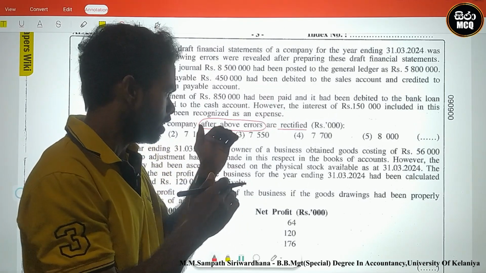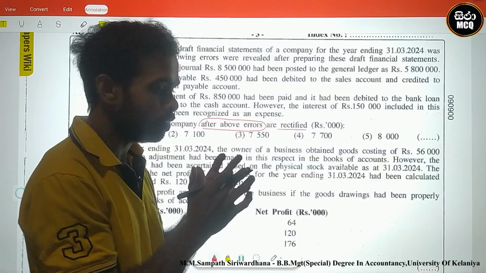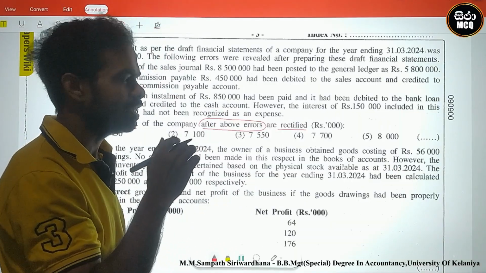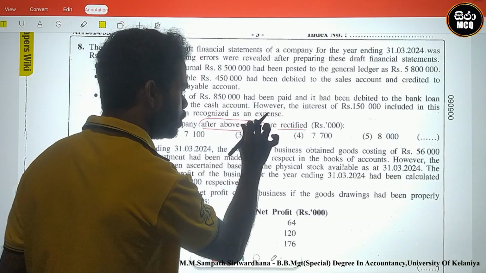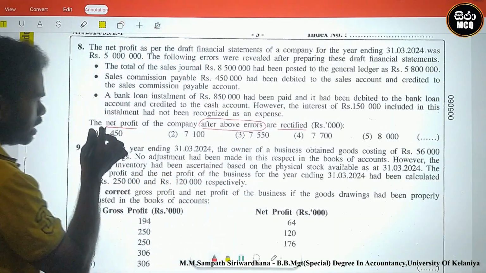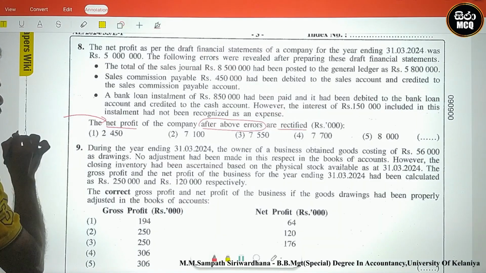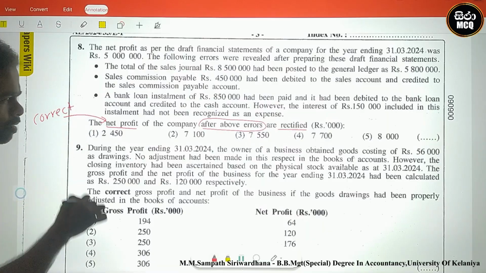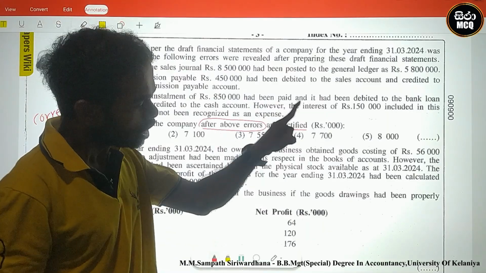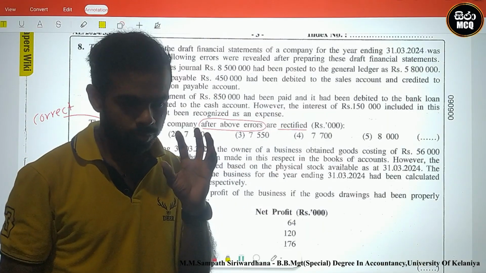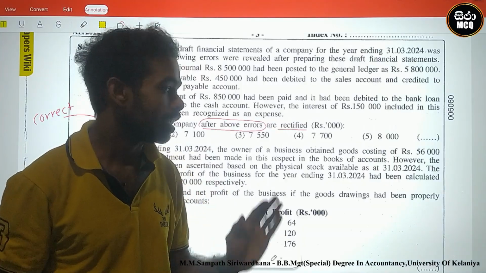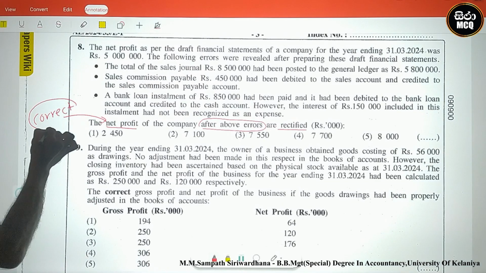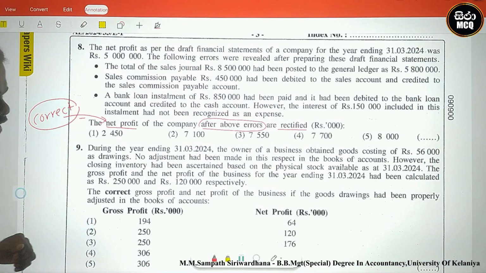After the error correction, we must calculate the net profit. This is net profit after above errors are rectified. This means correct net profit, they required correct net profit. Why? After above errors are rectified. Errors are corrected. These corrected errors mean correct net profit.